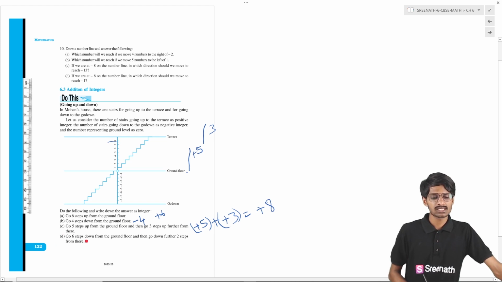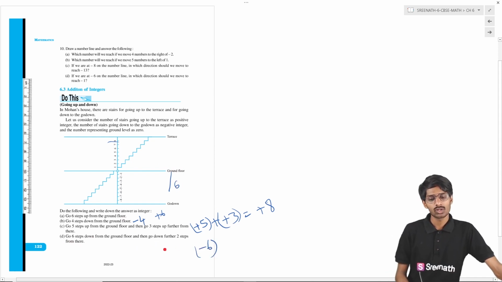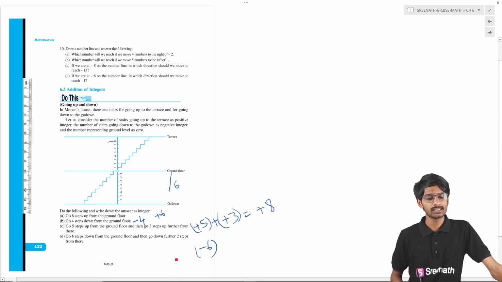Now go 6 steps down from the ground floor. How many steps do we have to go towards the down? 6 steps down, so -6. And then go down further, in that direction only, 2 more steps. Again you will represent 2 steps as -2. Why? Because it is downside.